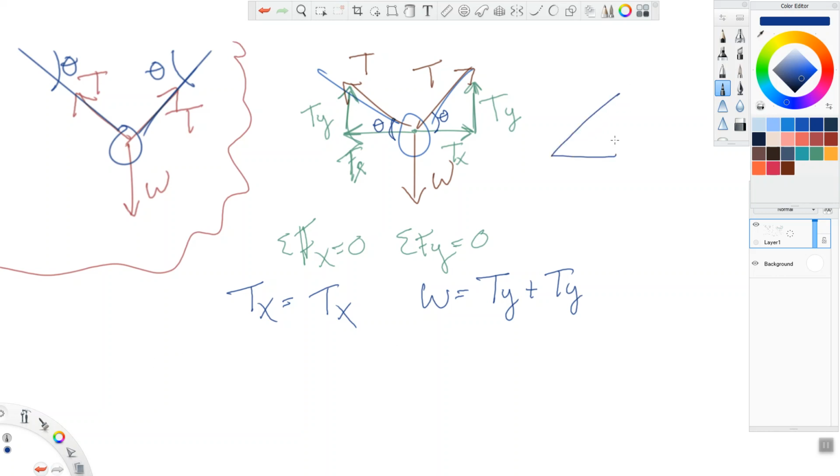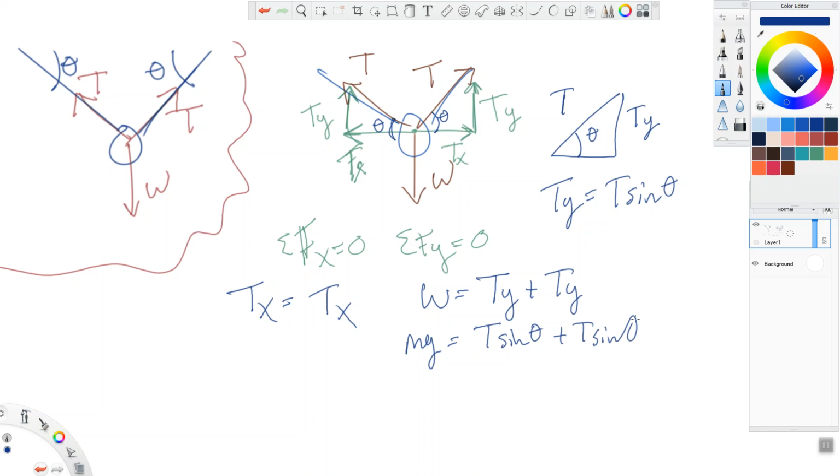Using a little bit of our trig, we can say that the sine of our angle equals tension y over T, so tension y equals T sine theta. So mg equals T sine theta plus T sine theta. Overall, this is how you're going to do these problems looking at tension forces of things being held by ropes, things being held by cables. There are a couple of interesting things that I want to note.